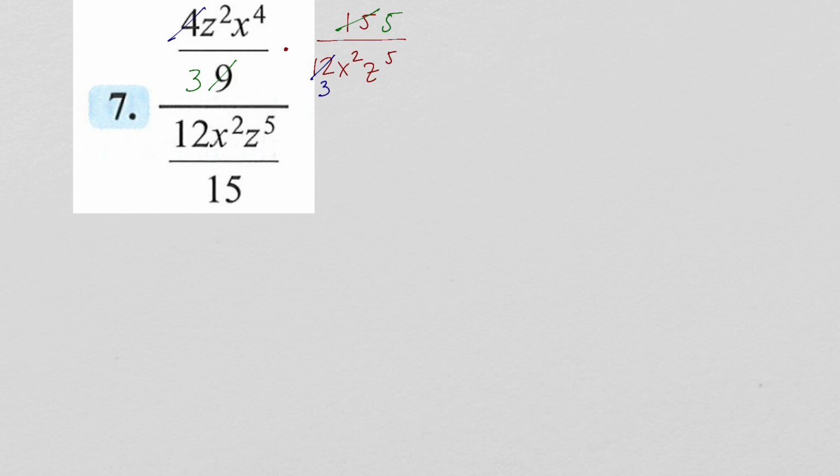Let's see. 2 of these x squareds cancel with 2 of these, making that an x to the 4 minus 2, which is 2. And 2 of these z squareds cancel with 2 of these, making that a z to the 3. So putting it all back together, in the numerator we just have 5x squared. And in the denominator, we have 3 times 3, which is 9, and we have z to the 3rd power. And that's it.